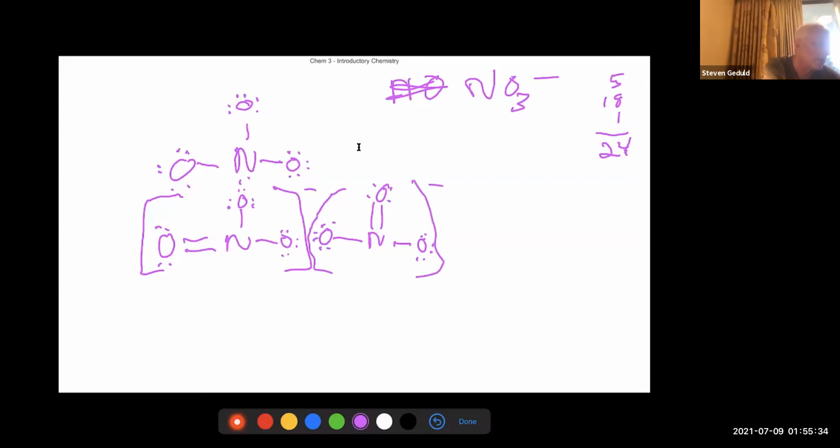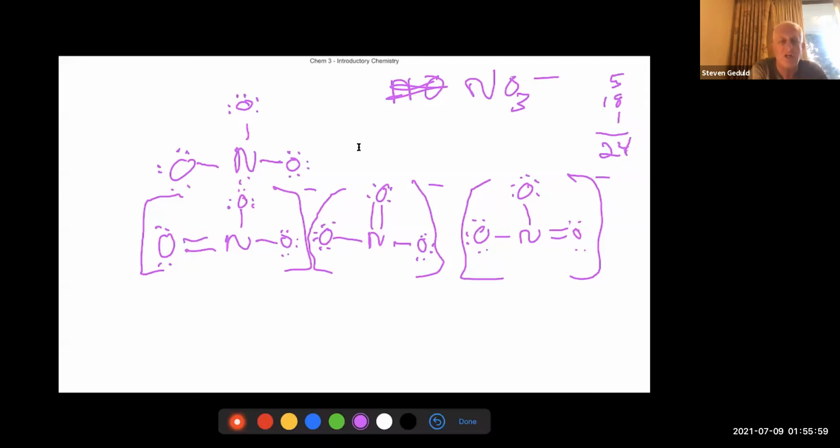And why couldn't I have done this? Okay, all three of those are right. This is what's called a resonance structure. It makes something extremely stable. And they don't exist as three separate ones in nature, they share it.